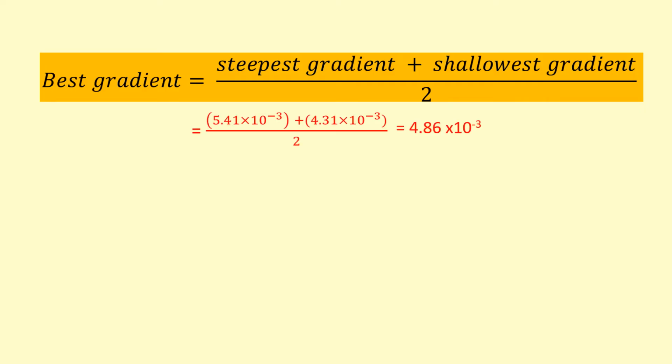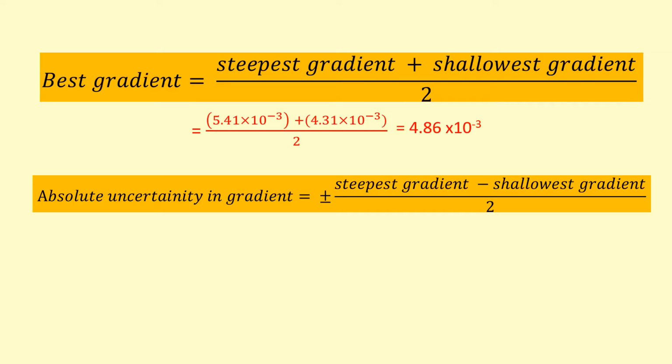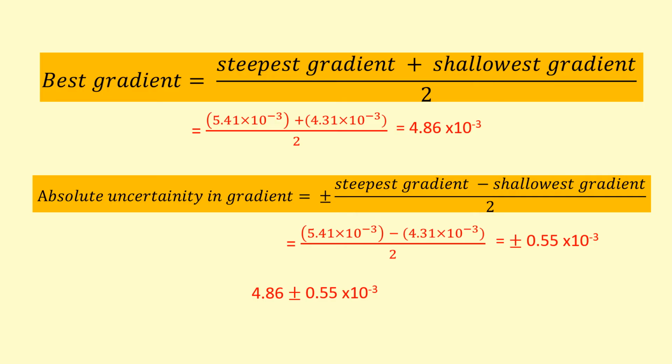And I can also find the absolute uncertainty. That's the advantage with having the steepest gradient and the shallowest gradient. I can find the absolute uncertainty in the gradient by doing the steepest minus the shallowest. So basically the range divided by 2. So I'll take the large gradient, subtract the smaller one, and then divide by 2 to get the range here. And I can express my final result with an absolute uncertainty.